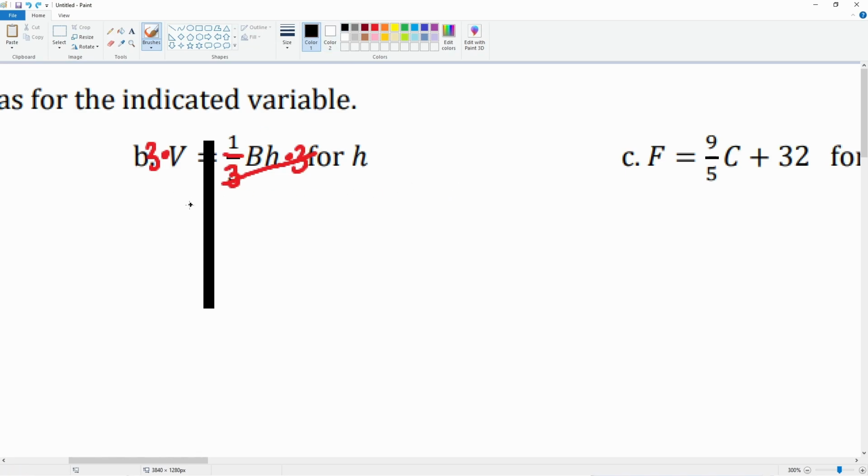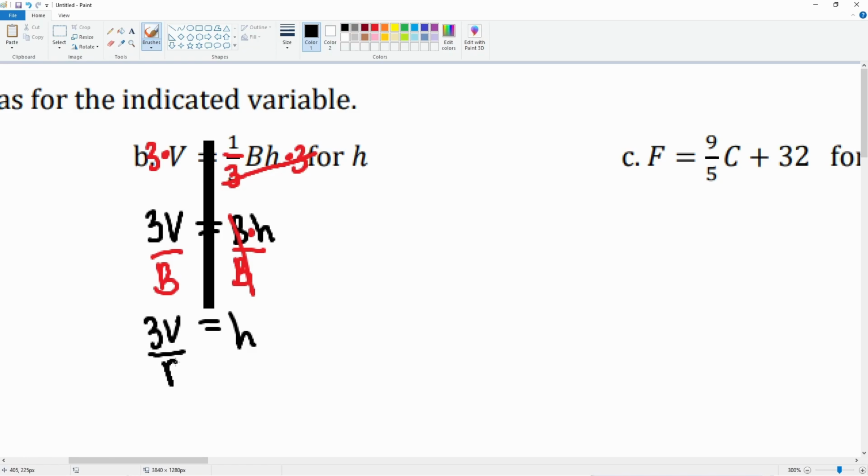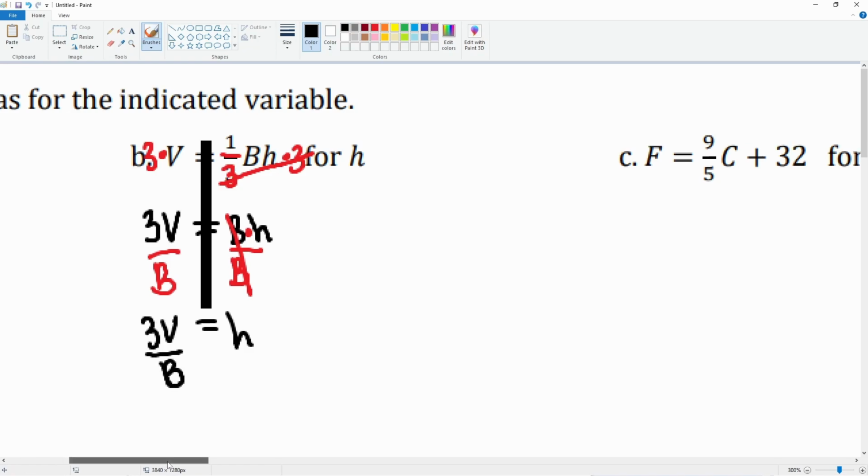This becomes 3v is equal to b over h. The h is still not alone. We have this b that is attached via multiplication. So let's divide both sides by b. B over b does cancel, making the number 1. So we'll just have h. So we have 3v divided by b is the height.